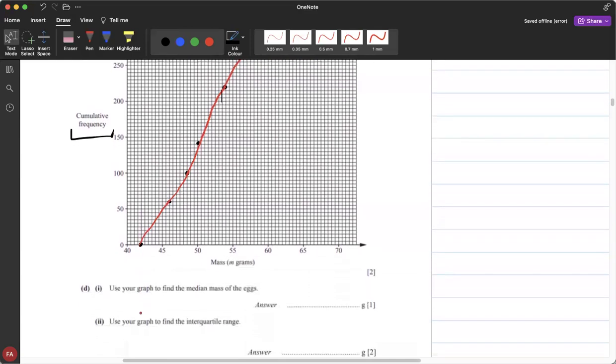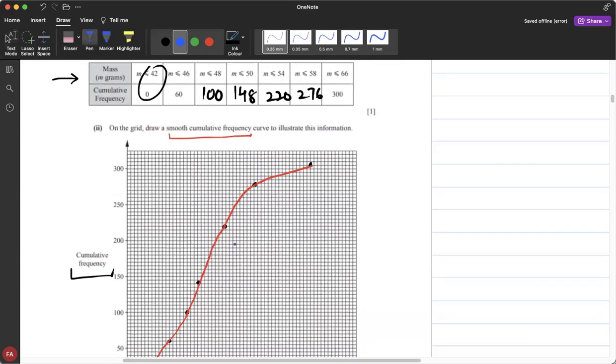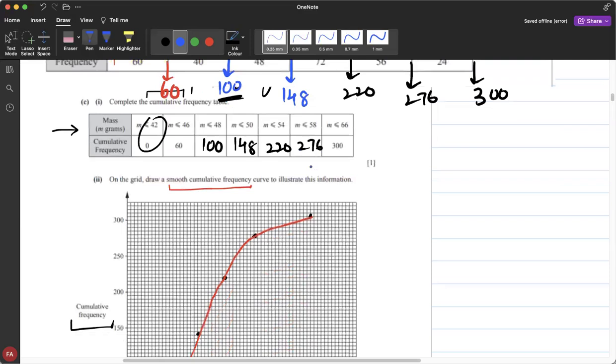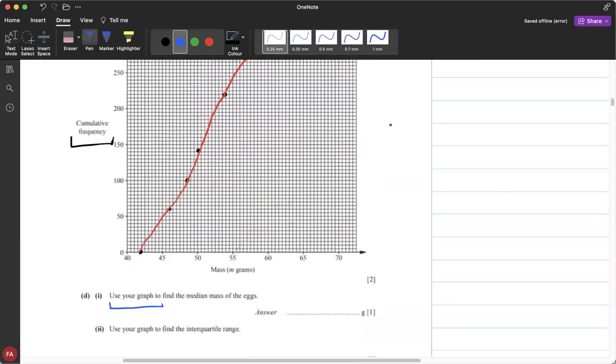Anyways, now that I've done this, the second part of the question says, use your graph to find the median of the eggs. The question that I have is, what's the total that's given to us? How many eggs do we have? If you go back to the question, there were 300 eggs. The same is written over here as well. That means we have a total of 300 eggs.